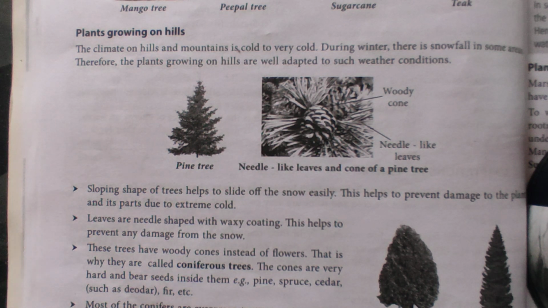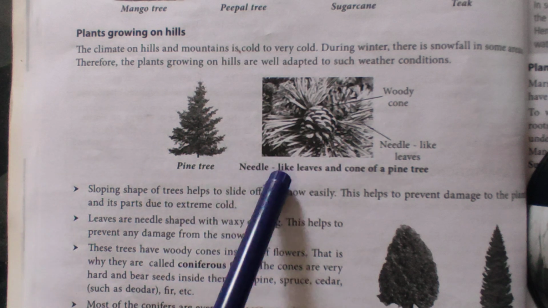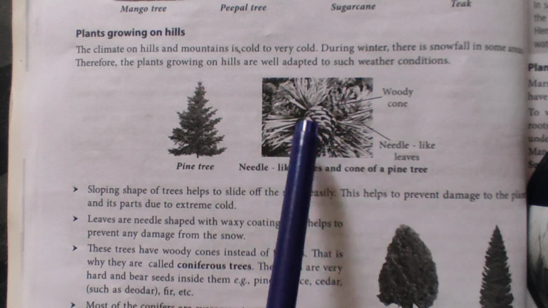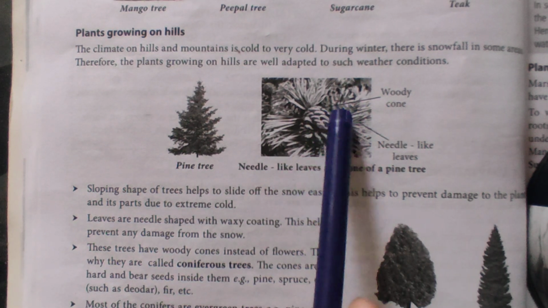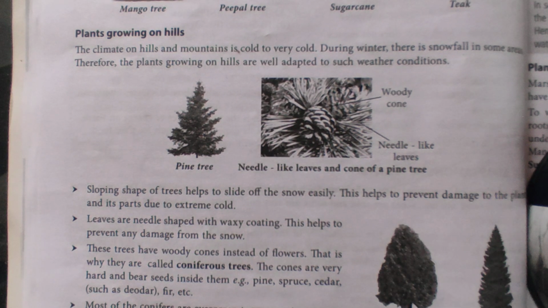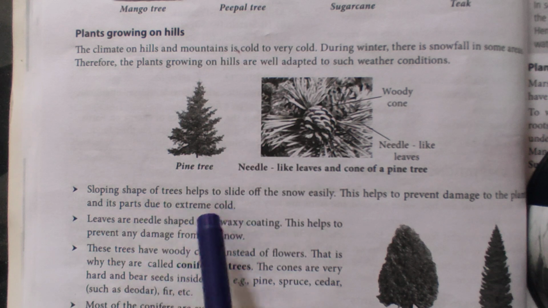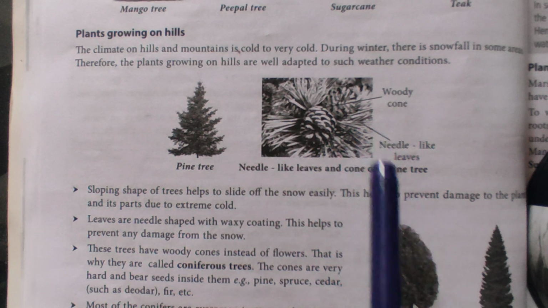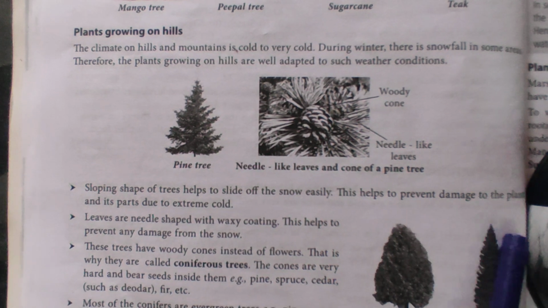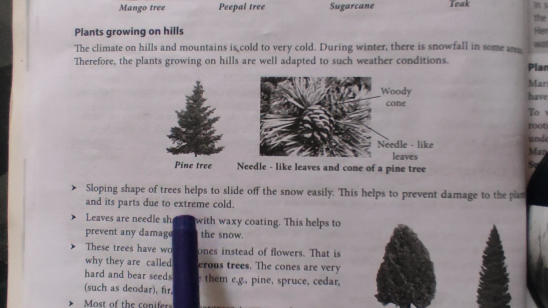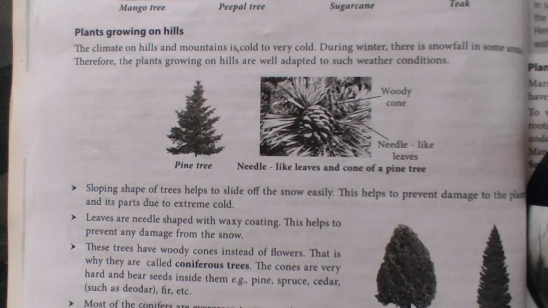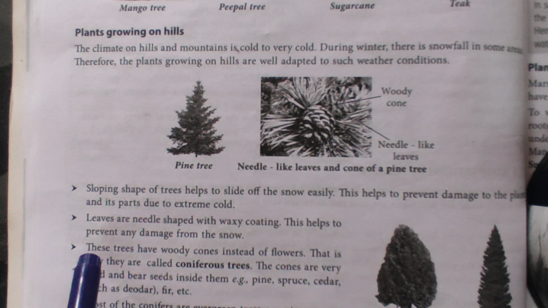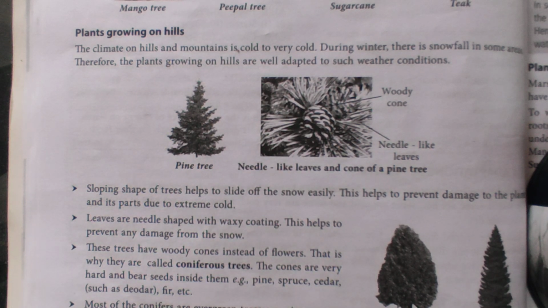Now see here the pine tree, needle like leaves and cone of a pine. This is the woody cone and these are the needle like leaves. The sloping shape of trees helps to slide off the snow easily. That's why they have these needle like leaves. This helps to prevent damage to the plant and its parts due to extreme cold. Leaves are needle shaped with waxy coating. This helps to prevent any damage from the snow.